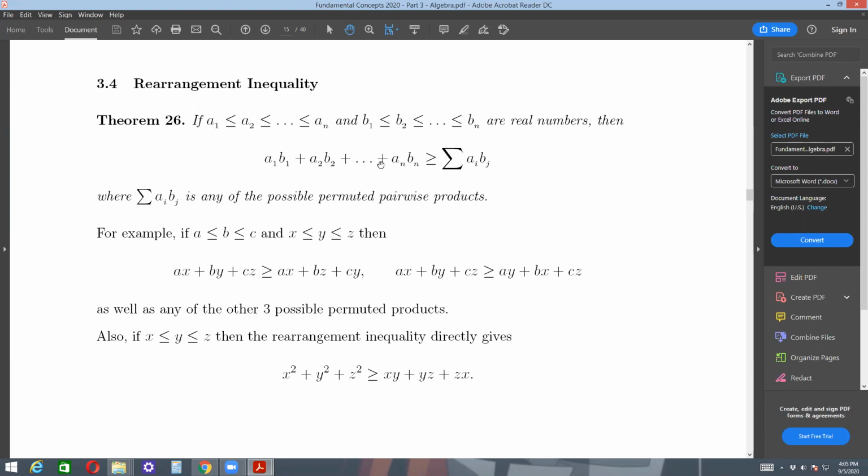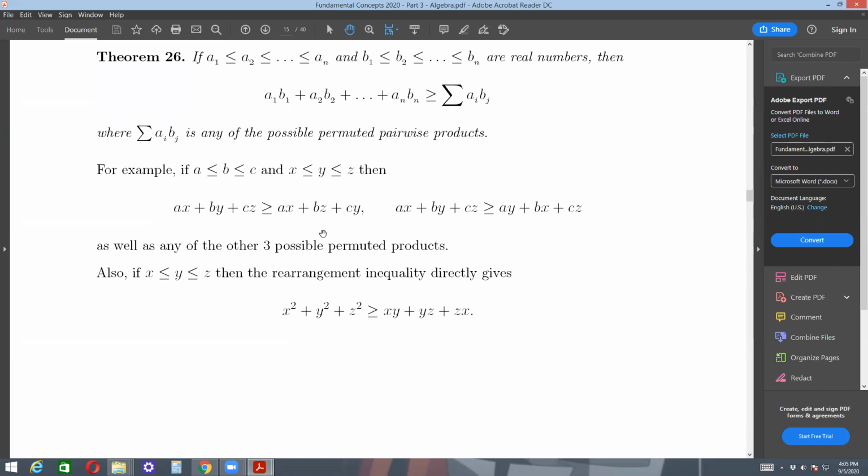Basically what the rearrangement inequality says is that the maximum sum you could get with pairwise products is if you line them up. If you take A1 times B1, A2 times B2, etc., to AN times BN and add them, that is greater than or equal to any other permutation of pairwise sums you take. So an example for the case with 3 and 3: AX plus BY plus CZ is greater than or equal to AX plus BZ plus CY, or AY plus BX plus CZ, or any of the other combinations. The maximum would always be AX plus BY plus CZ.